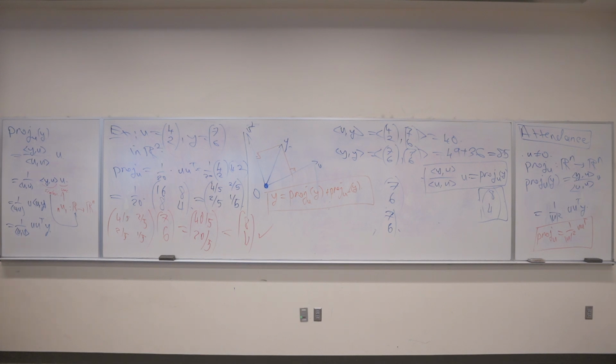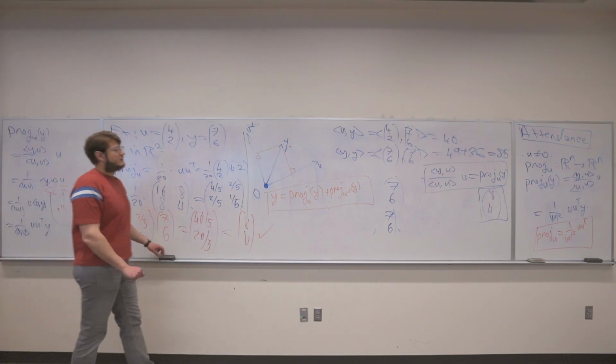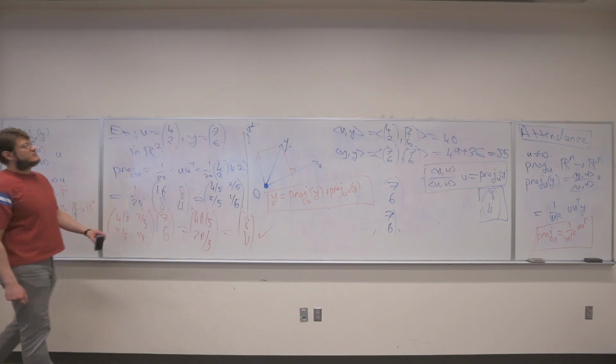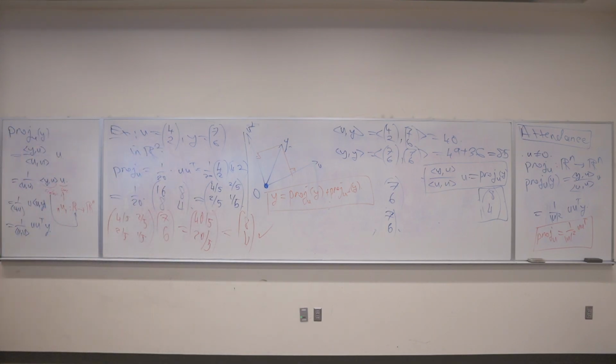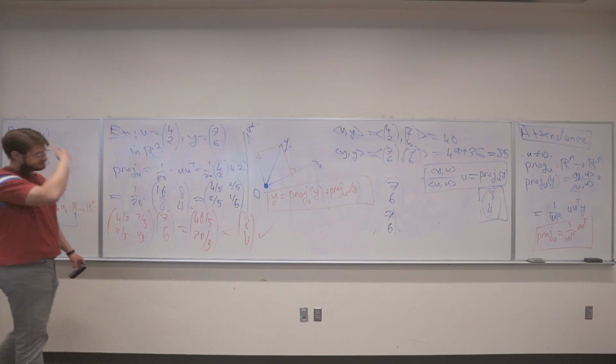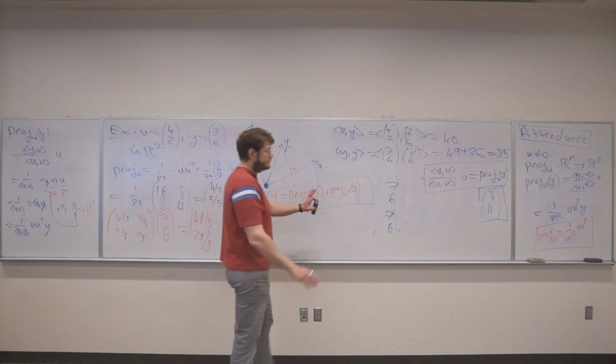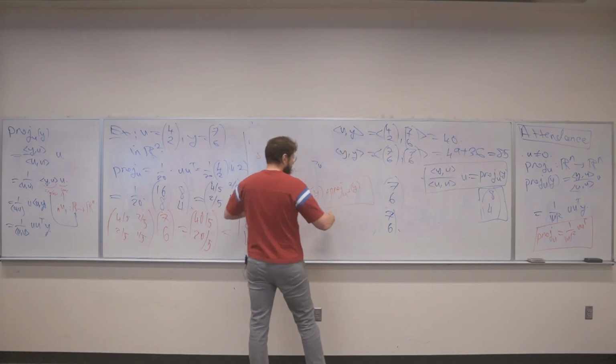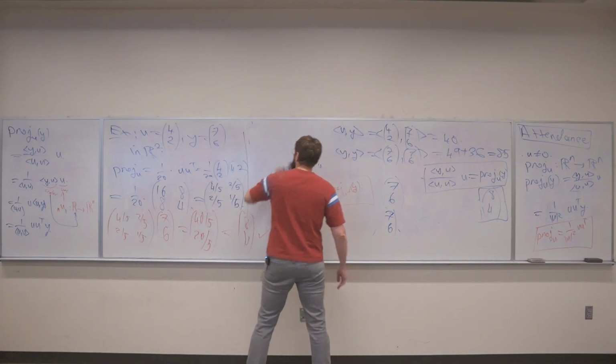Okay, so here's the next example. Now I'm going to look at 3 dimensions, and I'm going to look at orthogonally projecting one vector onto a 2-dimensional subspace. This is the rule for 1 dimension, or rather, projecting onto a 1-dimensional subspace.